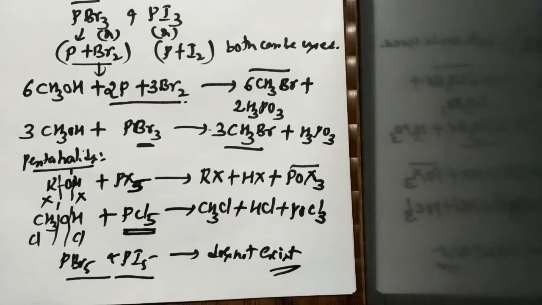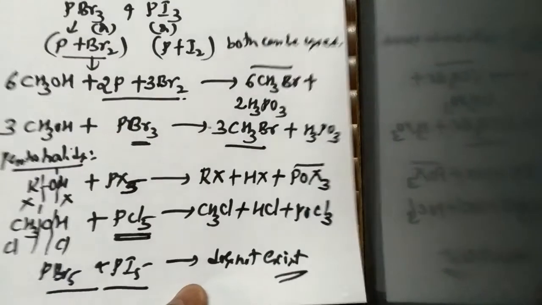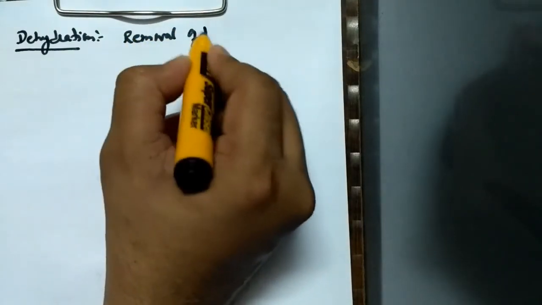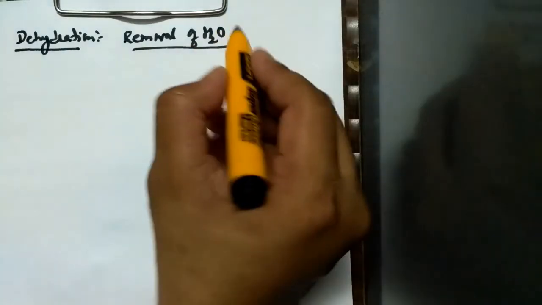Whenever a pentahalide is involved in a reaction, phosphorus oxychloride is obtained. After knowing this, one more most important concept that has to be known in alcohols, phenols and ethers is the dehydration reaction, which is very important. So here one should know the meaning of dehydration. Dehydration is nothing but removal of a water molecule.